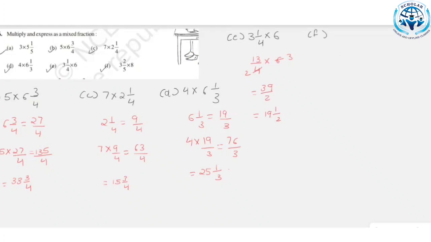Next, 3 2 by 5 into 8. 3 2 by 5 is equal to 5 threes are 15, 15 plus 2 is 17, 17 by 5. Now 17 by 5 into 8. 17 eights are 136 upon 5. Converting into a mixed fraction, 27 1 by 5 is the mixed fraction.